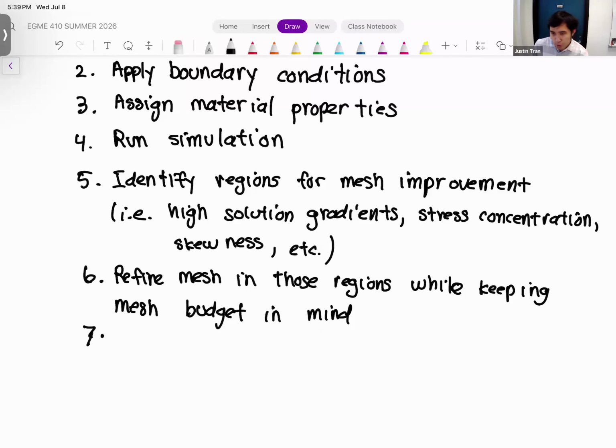On the flip side, you could also look for areas where we can actually coarsen the mesh. Maybe there are regions of your solution where not much is going on, nothing really interesting. And so we can reduce the number of elements so that we have more elements to use in other areas as well.